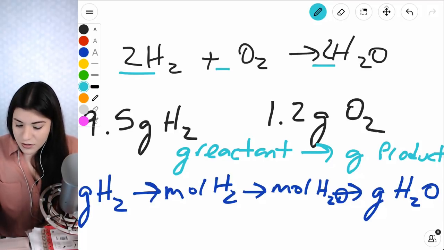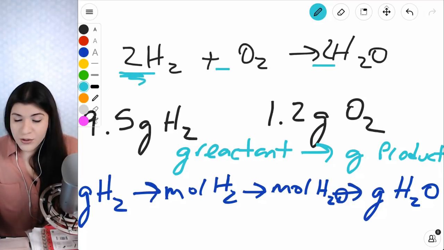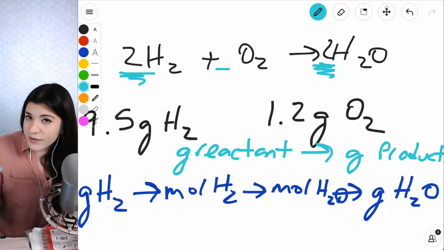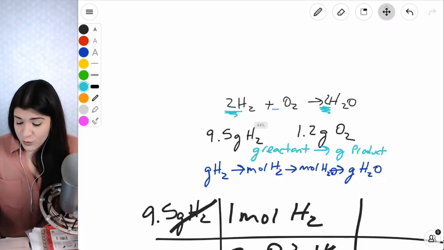So since there's a 2 here, then that means there's going to be 2 H2, okay? And then there's going to be 2 waters. So 2 moles of H2 and 2 moles of water is essentially what we're looking at. That's how we use a mole to mole ratio.